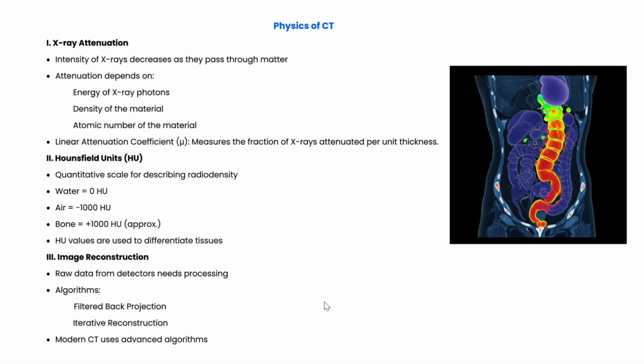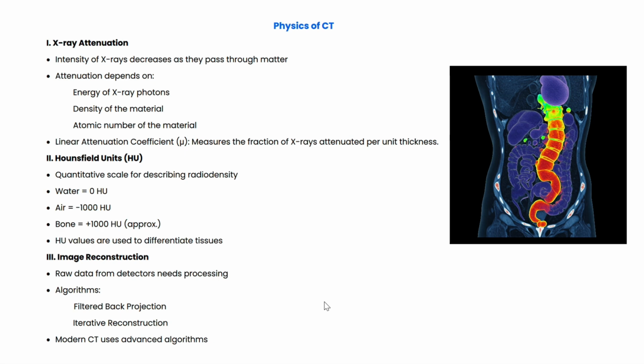Now let's discuss some of the physics behind CT. X-ray attenuation is a fundamental concept. As X-rays pass through matter, their intensity decreases. How much they decrease depends on the energy of the X-ray photons and the properties of the material, especially its density and atomic number. The linear attenuation coefficient mu quantifies this.